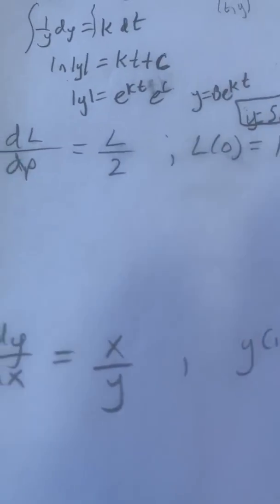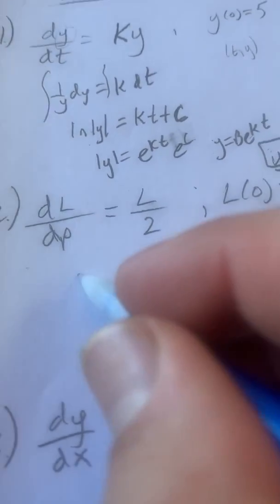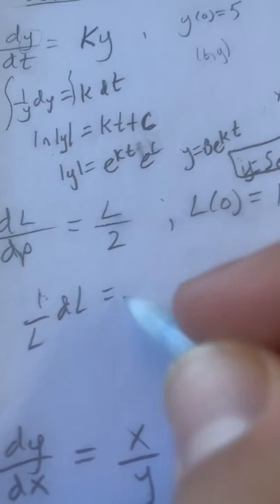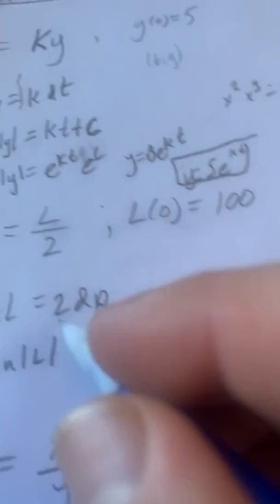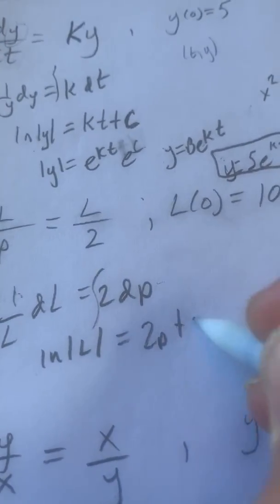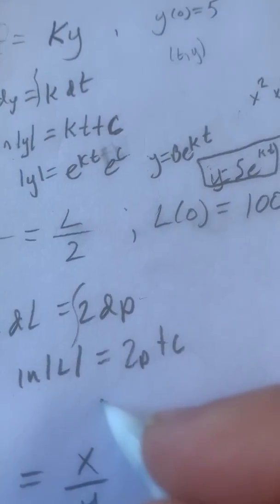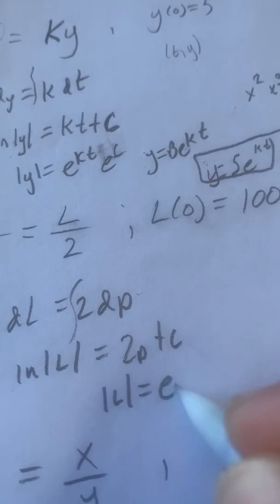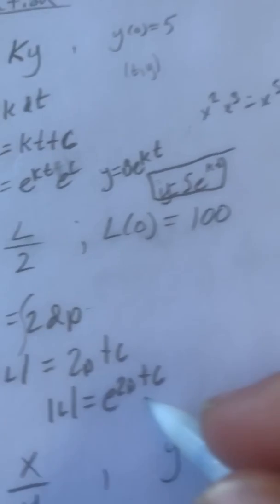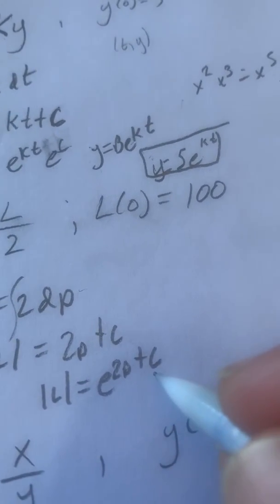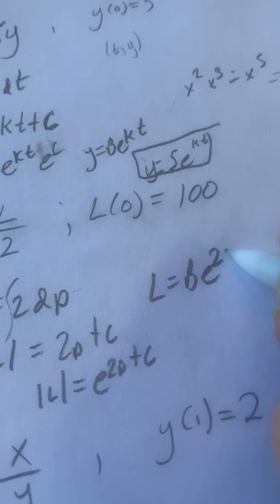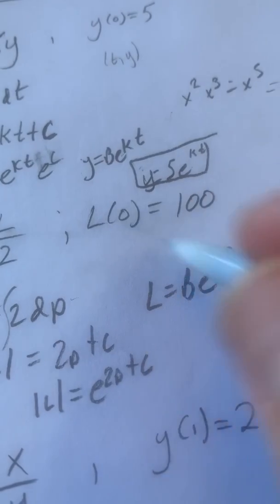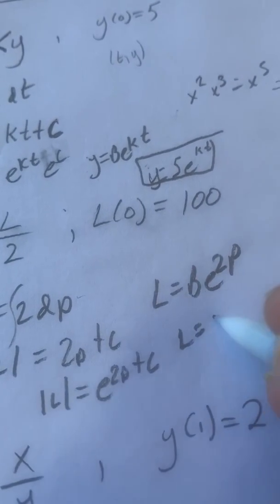All right, so another one very similar. I'm going to take the L over here, so I get 1 over L dL equals 2 dP. Same idea here. I get natural log of the absolute value of L, and the antiderivative of 2, integrating with respect to P, is 2P plus C. If I want to get this L out of here, I get absolute value of L equals e to the 2P plus C. So that e to the c is going to be a plus or minus a, then b. So L is going to be equal to b e to the 2P. And if I plug a 0 in here and 100 out, that means b is going to equal 100.